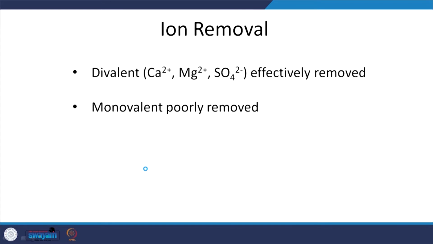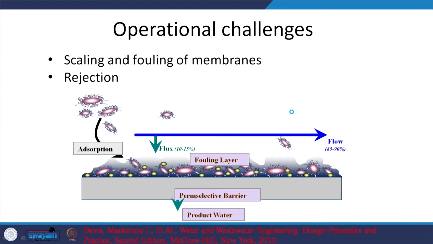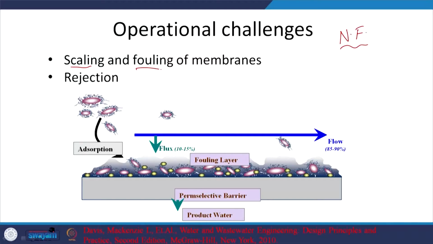With respect to nanofiltration, as mentioned earlier, we can typically effectively remove divalent anions or cations. Monovalent ones are relatively poorly removed. That is one aspect to keep in mind. So, operational challenges: when I am using nanofiltration, either in an industry or for water treatment, what are the challenges that I will face? Scaling and fouling of the membranes. What is this fouling of the membranes and what is the scaling of the membranes about?